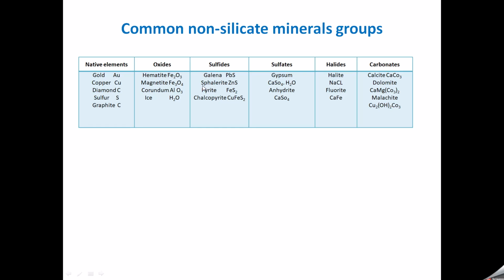Sulfides: galena, sphalerite, pyrite, chalcopyrite. We have sulfates: gypsum, hydrous calcium sulfate, and anhydrite, calcium sulfate. They have the same chemical composition except gypsum has water, and anhydrite is dry. Halides: we have halite and fluorite. Carbonates: we have calcite, dolomite, and malachite.